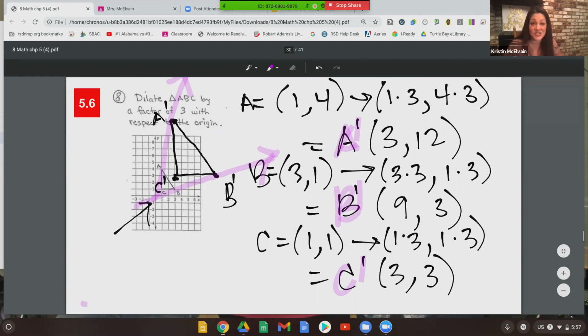Chapter 6 actually does translations, reflections, dilations, and scatter plots. So hopefully you'll understand it more next chapter. This is just really a preview.